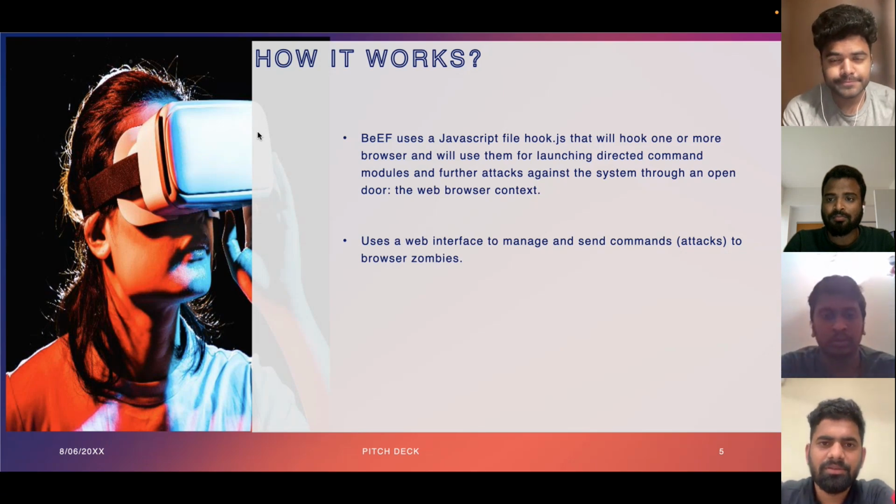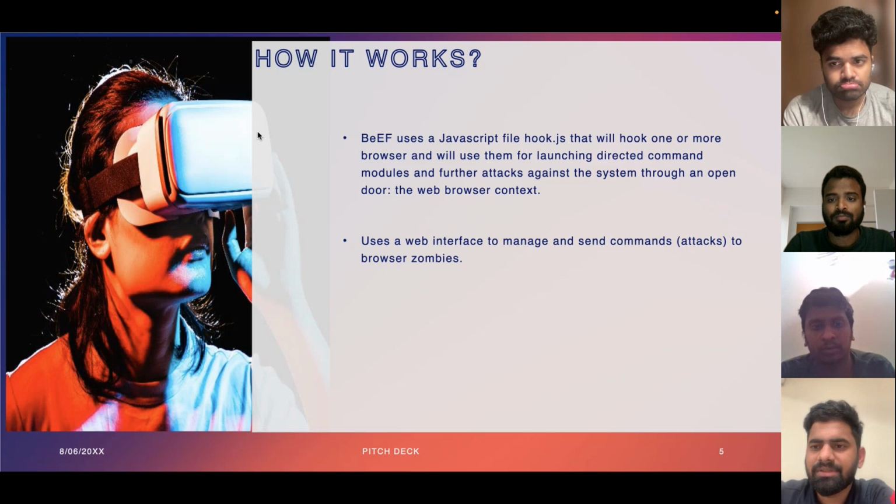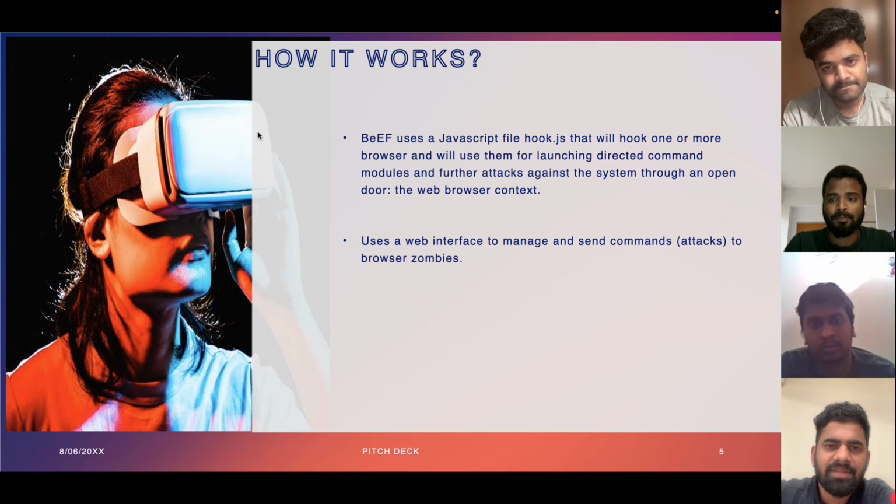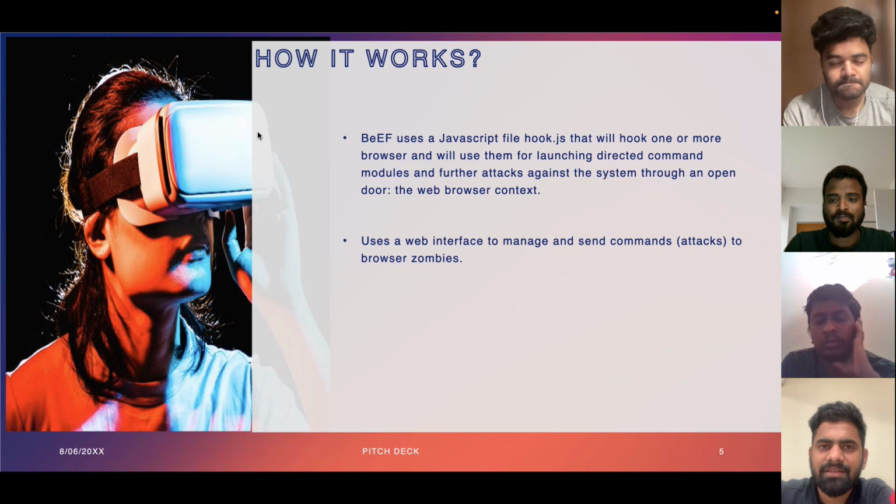Yeah. So this is Praveen. We have seen what the installation requirements for the BeEF tool are. So let's dive into how it works. BeEF uses a JavaScript file which is hook.js. This hooking script establishes a connection between the victim system and the attacker's BeEF server. Once the connection is established, we can get access to the victim's browser.